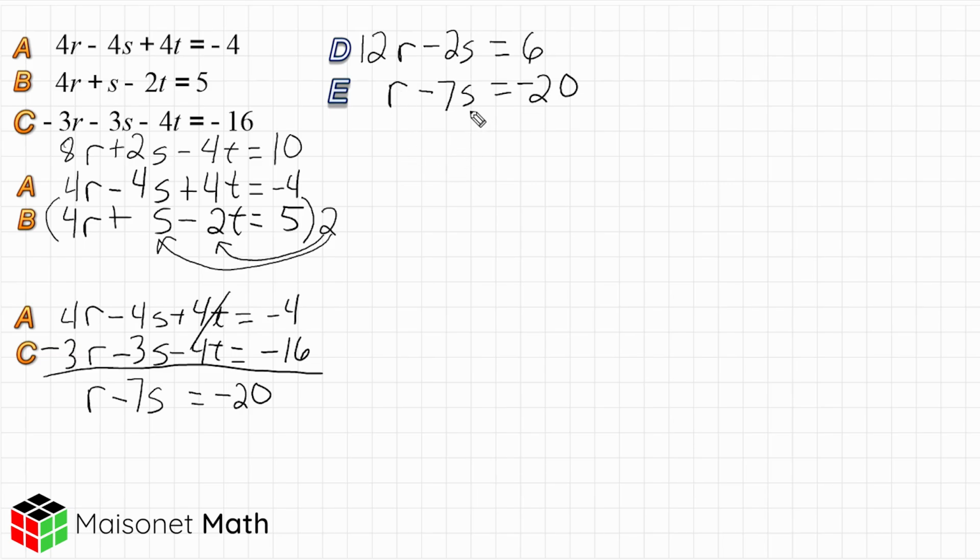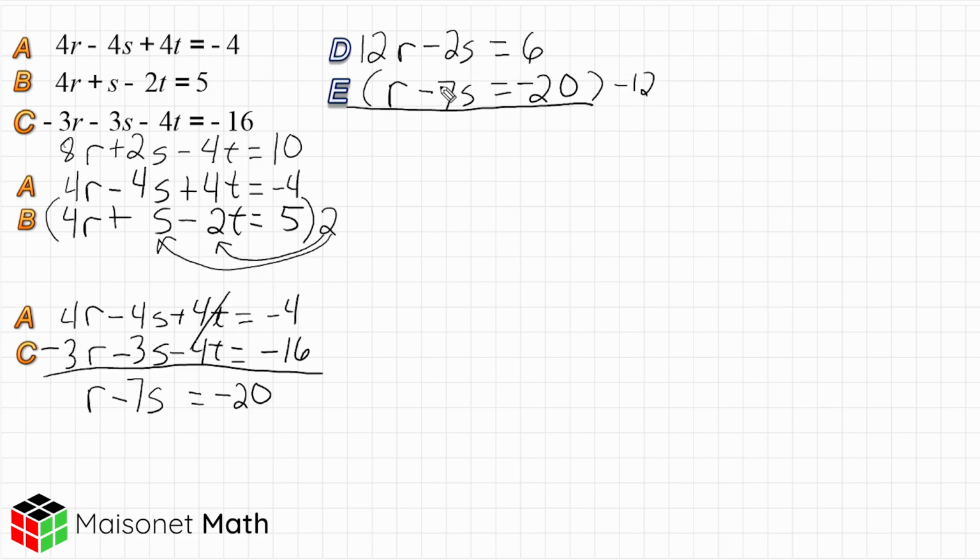All right, now what we have to do is eliminate either the r term or the s term. It's really just kind of a choice. Whatever you think is easier to eliminate, you just go ahead and do that. And I think in this case, it's going to be easier to eliminate the r term, because all we have to do is change this coefficient of 1 into the opposite of 12, which is negative 12. The only thing I can multiply positive 1 by to make negative 12 would be negative 12.